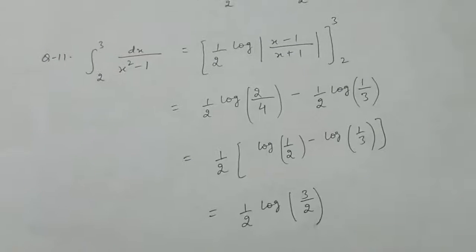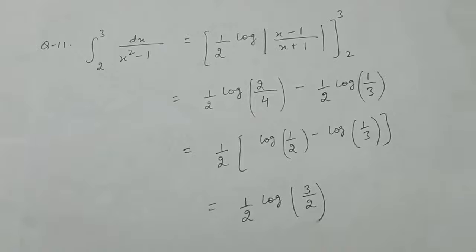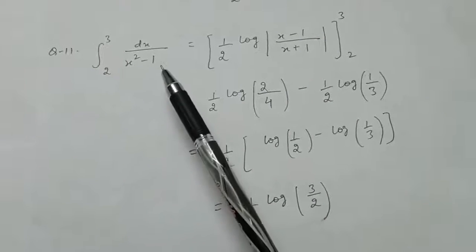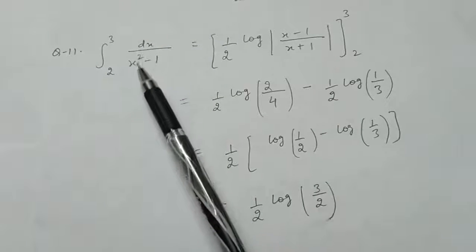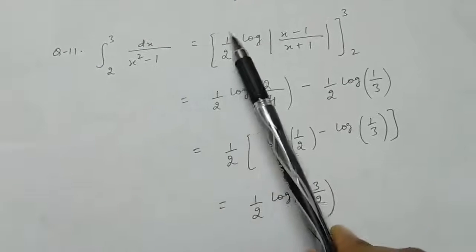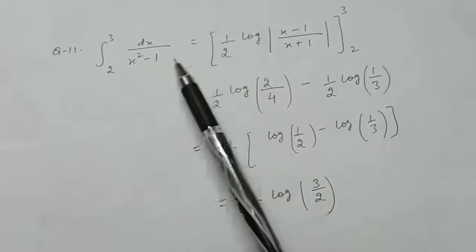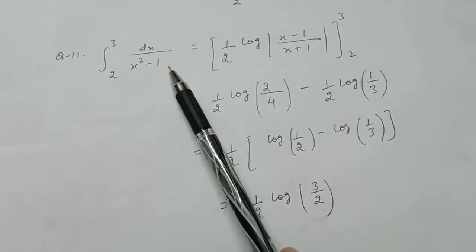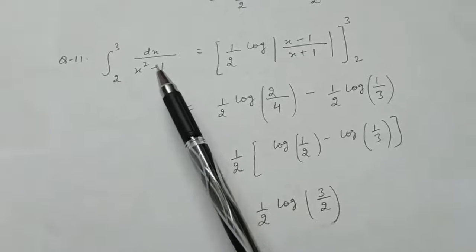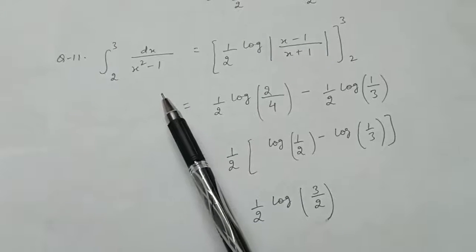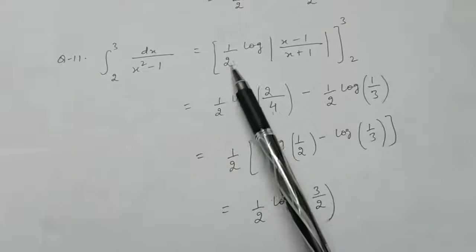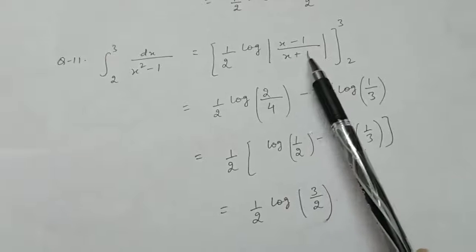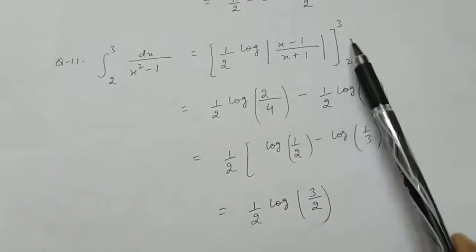Now question number 11 is 1 upon x square minus 1. So the integral of 1 upon x square minus 1 will be 1 upon 2a. Here a is 1, because 1 can be written as 1 square, right? So basically you have to apply the formula of 1 upon x square minus a square, which is 1 upon 2a into log mod of x minus a upon x plus a. And the limits are from 2 to 3.